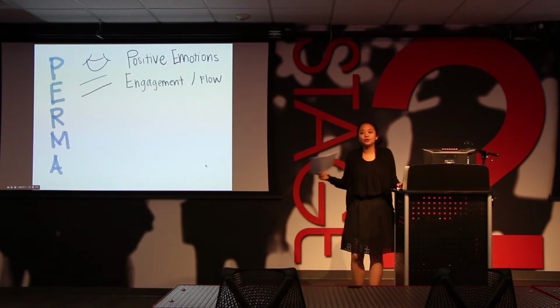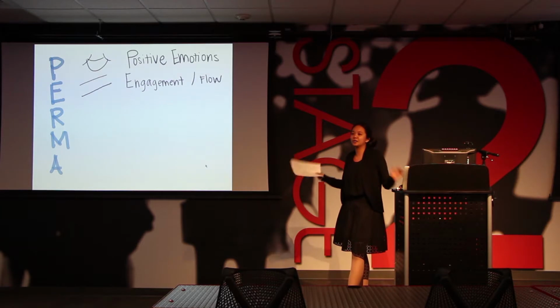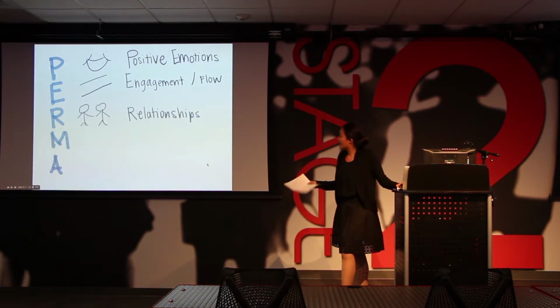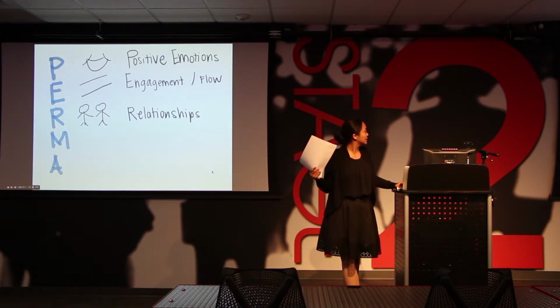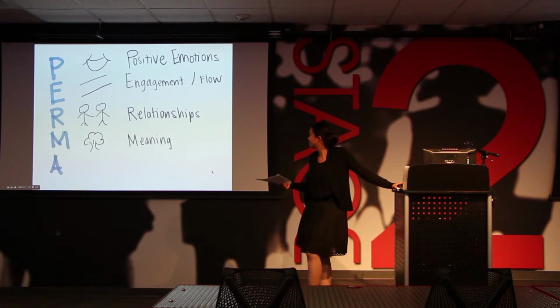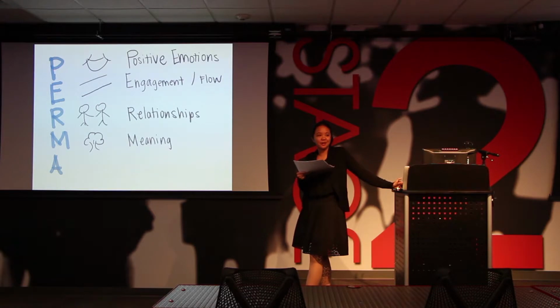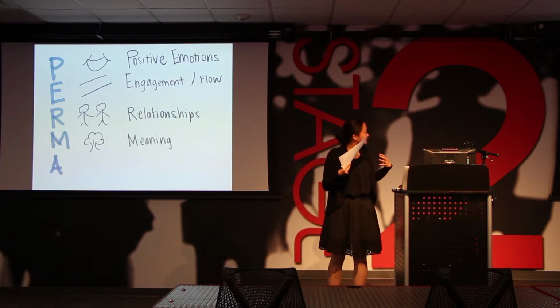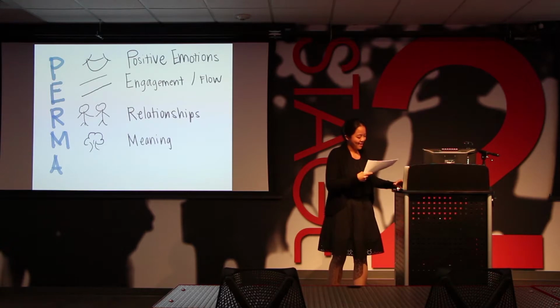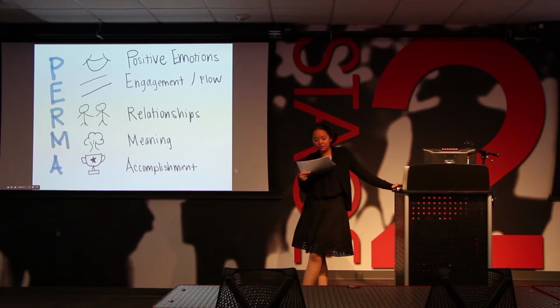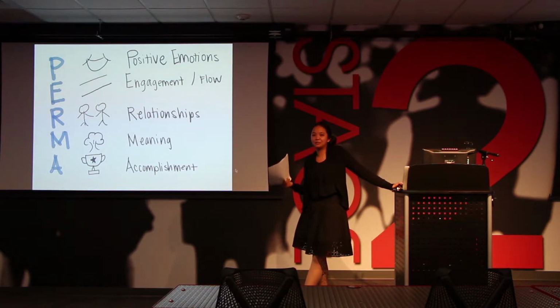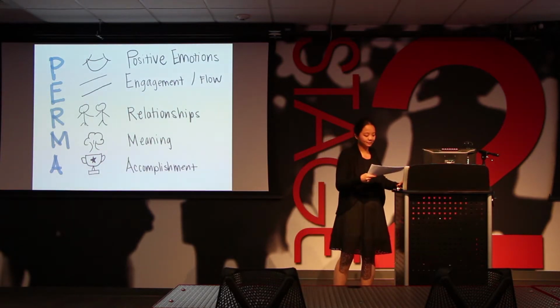E is for engagement or flow, and I'm going to talk about this a little later, but it's when you're in the zone. R is relationships, so you want to have enjoyable and supportive relationships. M is meaning. That's a tree. Sorry, I didn't know how to draw that. You have to be purposeful and thoughtful when you're building anything. And then A is for accomplishment. So you're completing goals, not just finishing tasks, but something that is of value to you, and you'll actually feel like you've accomplished something.